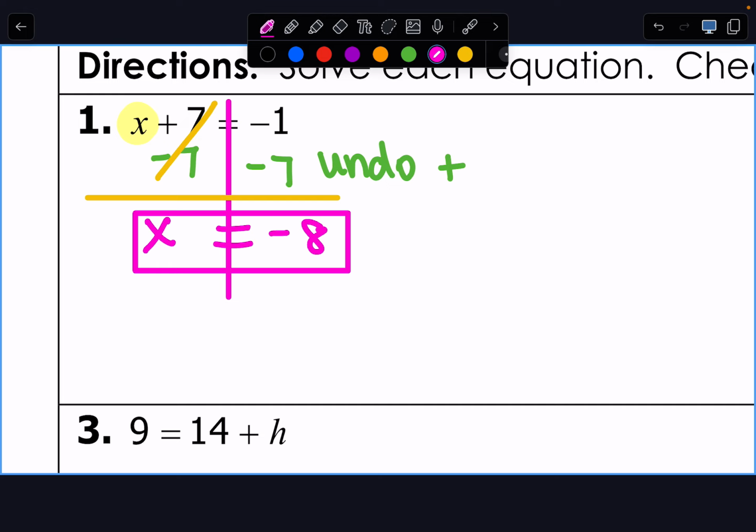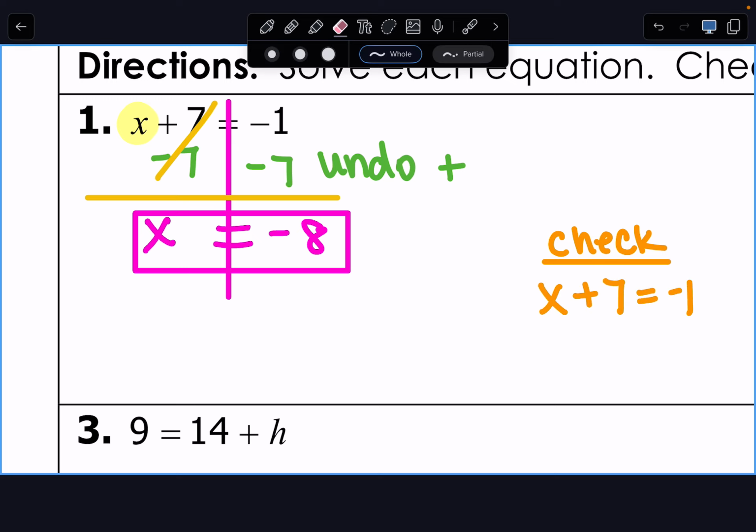So we're going to check. Are you ready? Our equation is X plus 7 equals -1. If I replace X with -8, is -8 plus 7 equal to -1? Beautiful. Then we have the right answer. We can always check to see if we have the right answer.